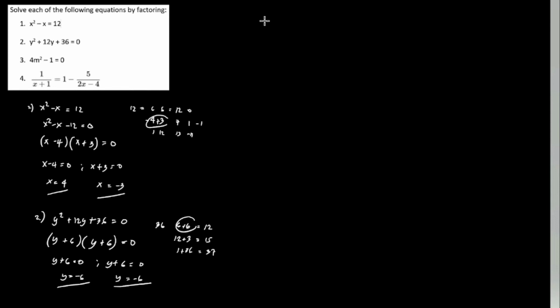Number 3, 4m squared minus 1 is equal to 0. Based on the given, we have two terms. This is the difference of two squares, which means the first term is 4m squared, and its square root is 2m, while the second term is 1, whose square root is also 1.